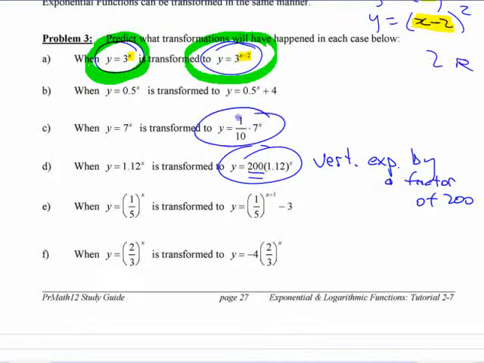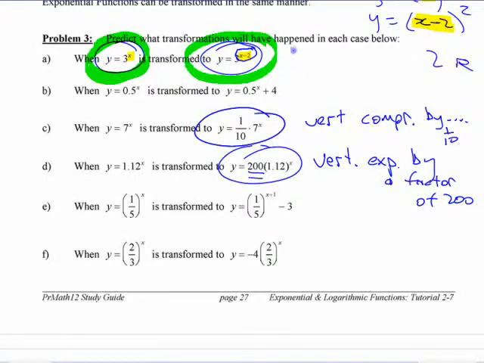This one here is going to be a vertical compression by a factor of what? 1/10. It's going to be 1/10 as tall. All the y values are going to be 1/10 as big. The other one's up here. What did you say this yellow one was? Just so we're using the right language here.